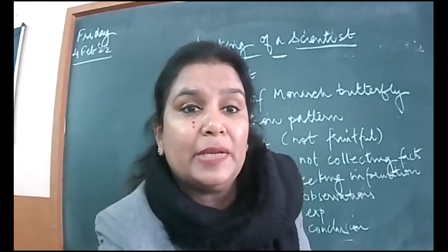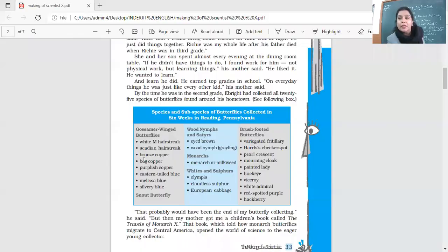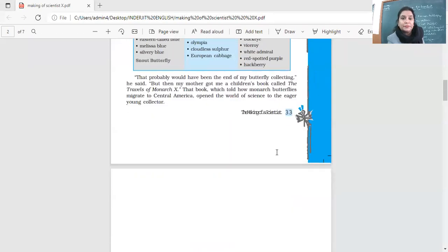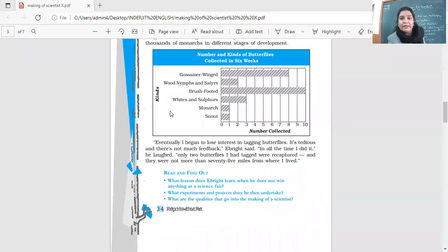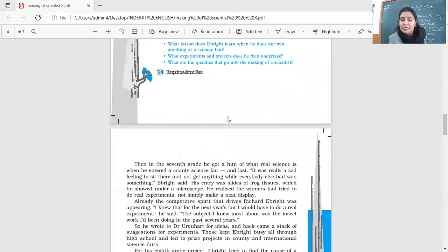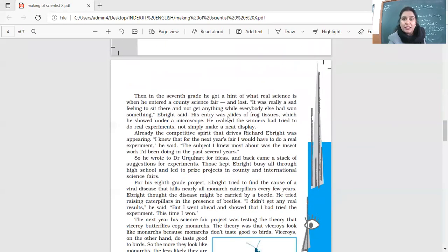And please tell me if you are able to see the screen. Can you see the screen now? Yes, we did this also. Yeah, thank you, Dhruv. Right, so we did this also? Yes, that diagram that we have.